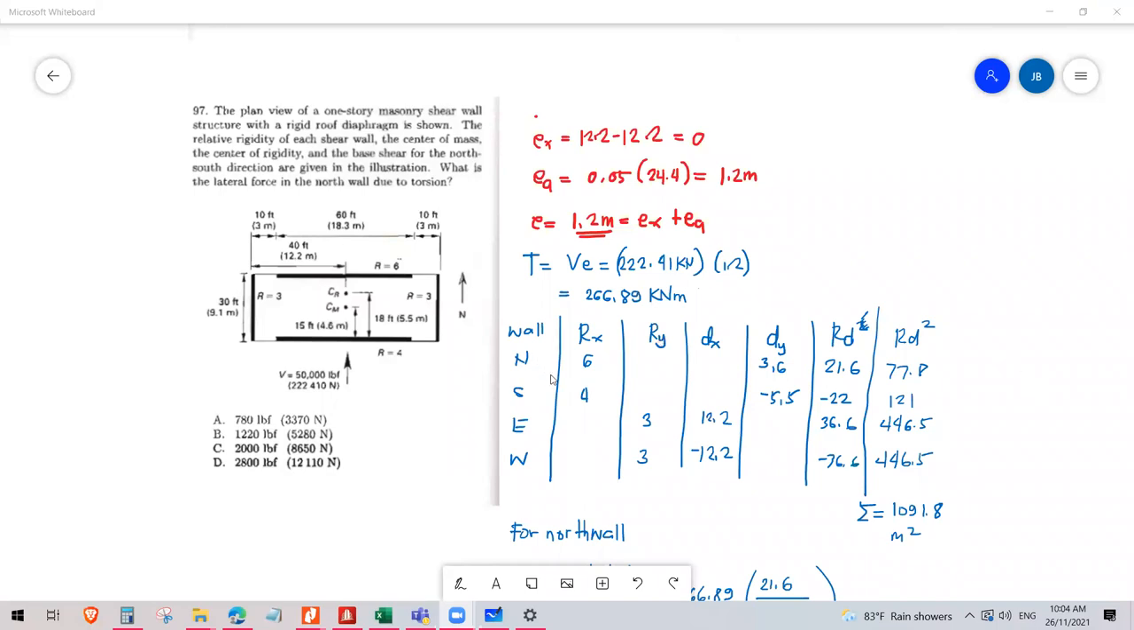So ang pansinin nyo, no, ang ginawa lang naman is tinabulate lang naman, no? Yung mga rigidity. For example, sa wall, north, south, east, west, RX ng north and south 6 and 4, which is obvious naman, nasa problem. So Y is 3 and 3. Okay? And 3, 3.